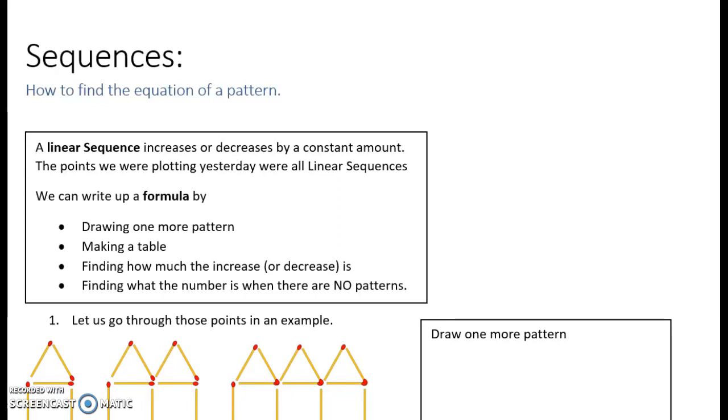First of all, what I'd like you to do is print off the sheet that's been attached. It's titled Sequences, so that you can follow along with me as you go.